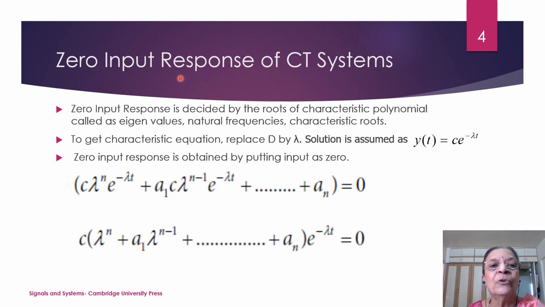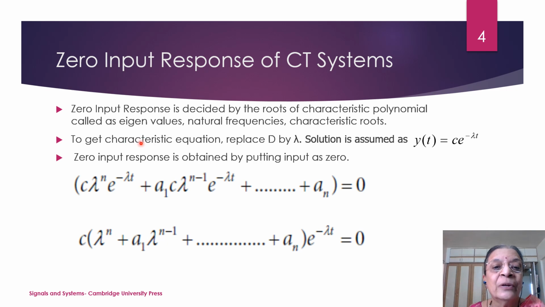Now let us see how to find the zero input response for the continuous time system. Zero input response, as the name suggests, is the case where the input applied to the system is 0 and we are supposed to solve the equation to get the solution of the characteristic polynomial. So we'll have to find the roots of the characteristic polynomial.